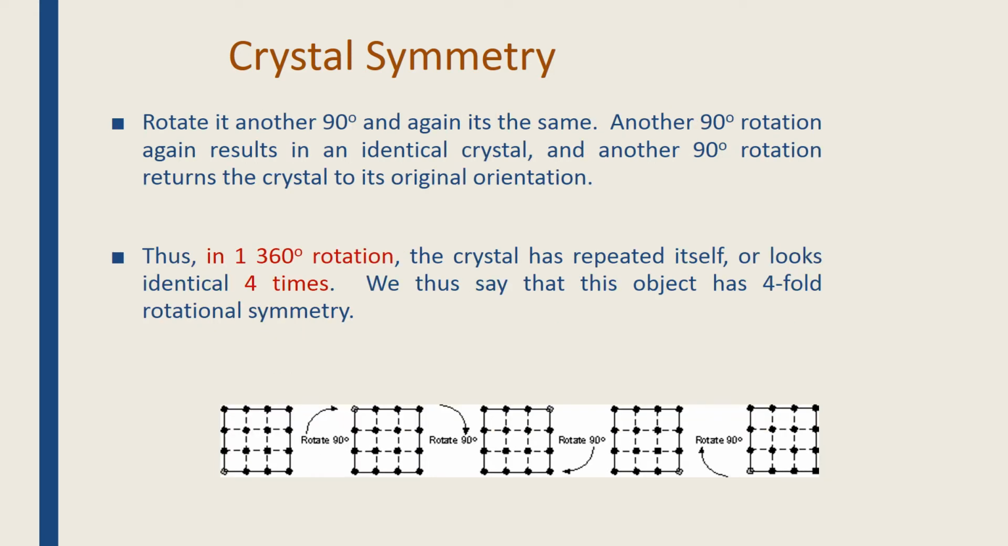So rotating in one complete rotation of 360 degrees, you will see this point repeating itself 4 times. We thus say that this object has four-fold rotational symmetry. Four-fold rotational.